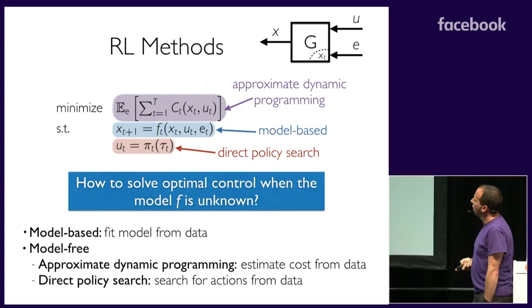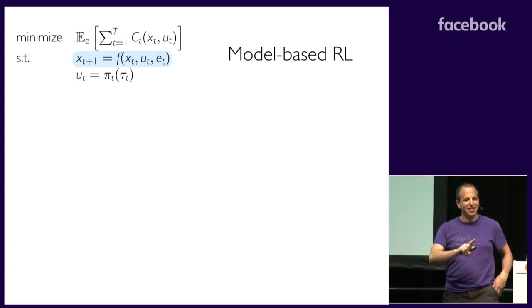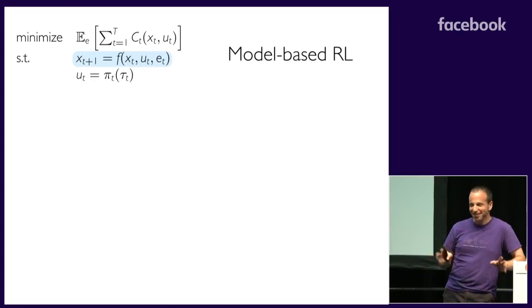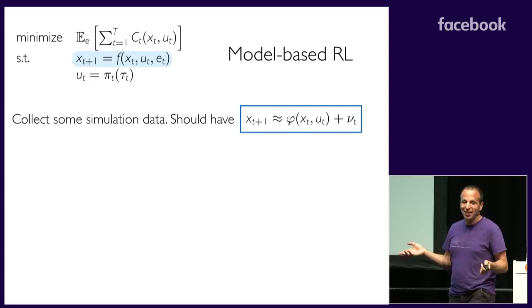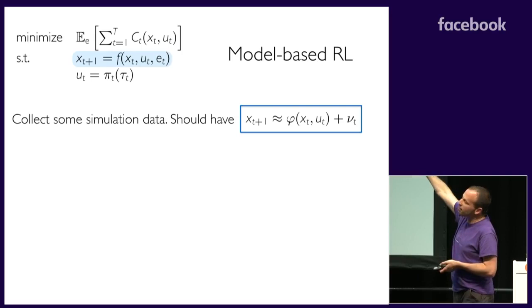So model-based. I like model-based because this is the only one that fits on the slide. So yeah, anyway, it satisfies my simplicity criteria. Okay, so the first thing we do is we collect simulation data. And based on simulation data, well, we should have that the next x is some function of the current x, the current input, and the noise. Okay, and there will be some noise nu that's different than e, right? So this is kind of our assumption, roughly.